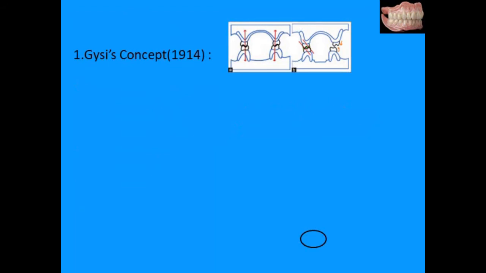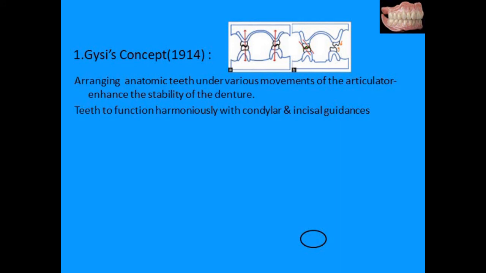The first one is the Gysi's concept. So Gysi was the one who introduced or proposed the first concept towards balanced occlusion in the year 1914. So he suggested that arranging 33-degree anatomic teeth under various movements of the articulator enhances the stability of the denture, and teeth have to function harmoniously with condylar and incisal guidance. So the 33-degree cuspal form was introduced by Gysi, and he gave this 33-degree inclination in order to harmonize them with the condylar inclination of 33 degree. So teeth have to function harmoniously with the condylar and incisal guidance. So this will enhance the stability of the denture.